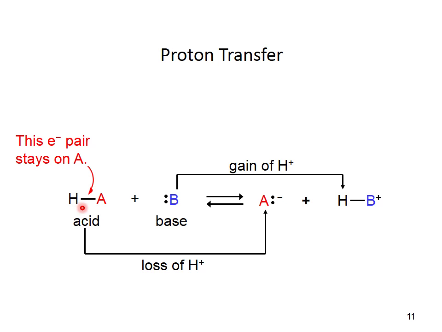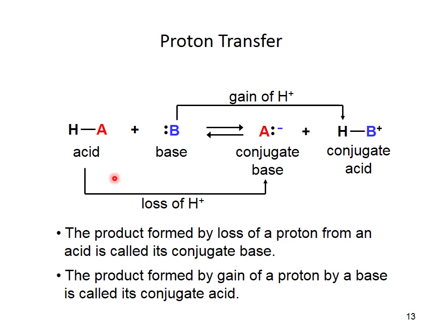Really, just look at it this way. If you take an H plus off this acid, which is neutral, what's left behind must be negative. Likewise, this is neutral. If it gains a proton, it must be positive. All right, now any acid that loses a proton makes a compound on the other side that has a non-bonding pair. Okay, any base with a non-bonding pair that gains a proton makes this compound.